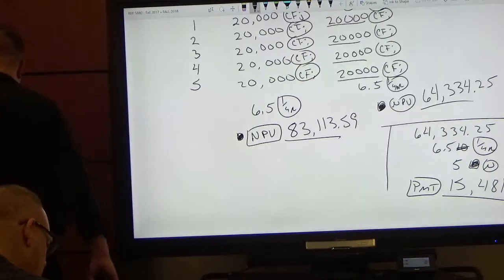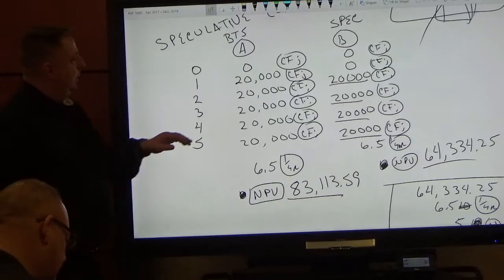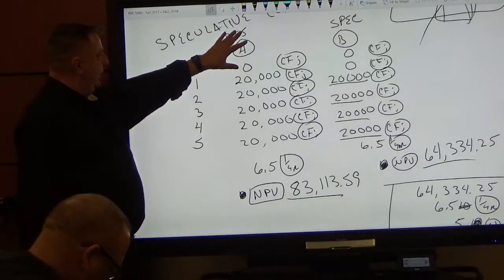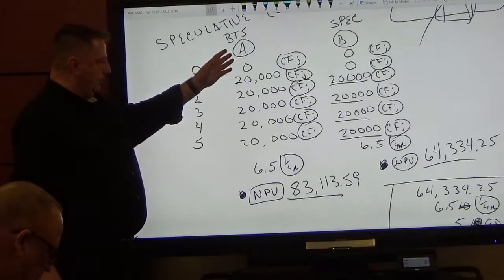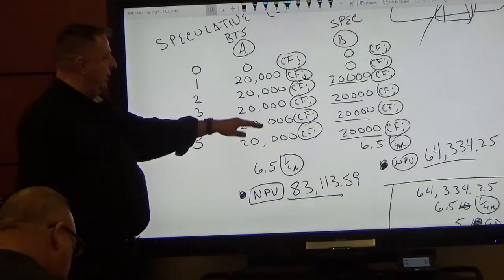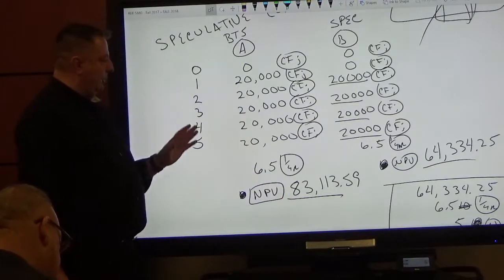So what we're saying, everybody understands the setup. Here we have a build-to-suit tenant, and we're saying they are willing potentially to pay $20,000 a year for the next 5 years. We're discounting that. We're getting $83,000 as our present value.